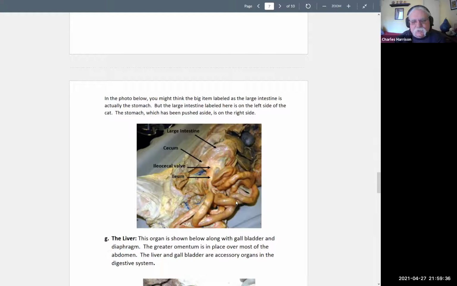If this is the small intestine, follow it around, and we see one end going in right here. This is the ileum going into this structure, which is the first part of the large intestine, and that's the cecum. This is the large intestine going up and away, then coming down. This is the ileocecal valve's location. You cannot see the valve without cutting it, but the location is where these two come together.